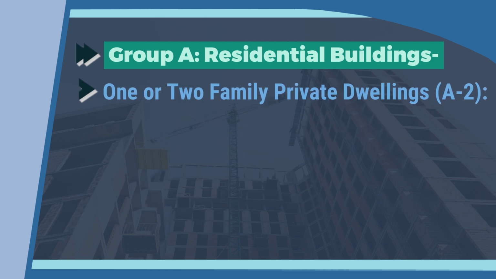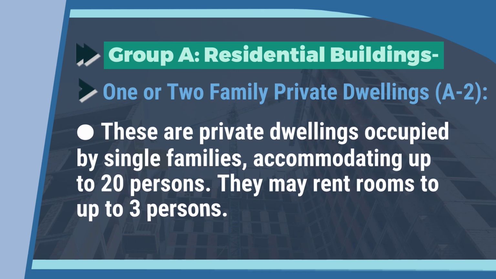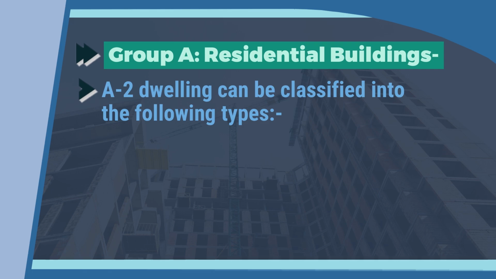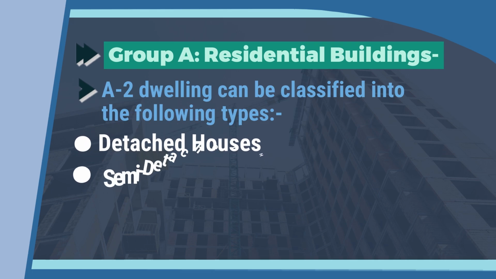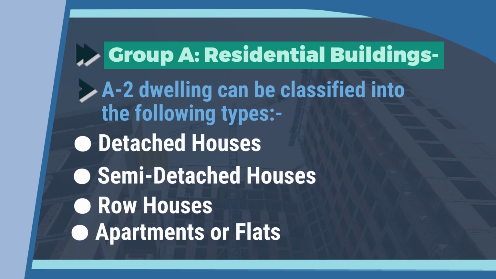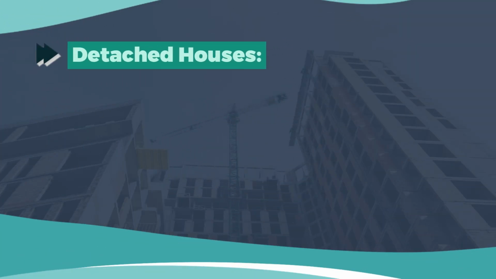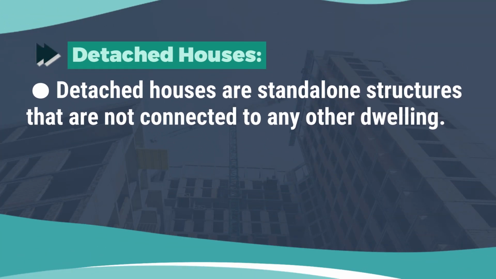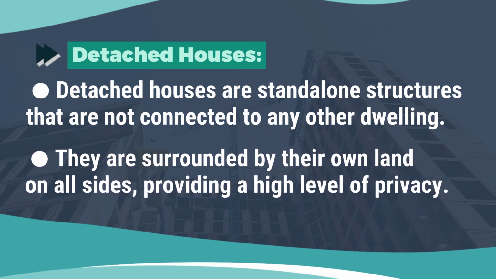Then 1 or 2 family private dwellings, which is the A2 type of building. These are private dwellings occupied by single families accommodating up to 20 persons. They may rent rooms to up to 3 persons. A2 type of dwellings can be further classified into the following types: detached buildings, semi-detached houses, row houses, apartments or flats, duplex apartments, and skyscrapers. Detached houses are standalone structures that are not connected to any other dwellings. They are surrounded by their own land on all 4 sides, providing a high level of privacy.